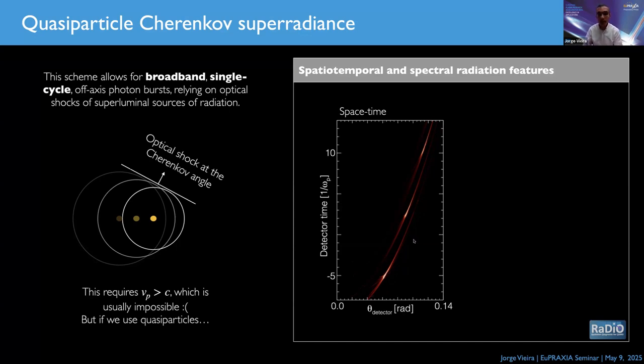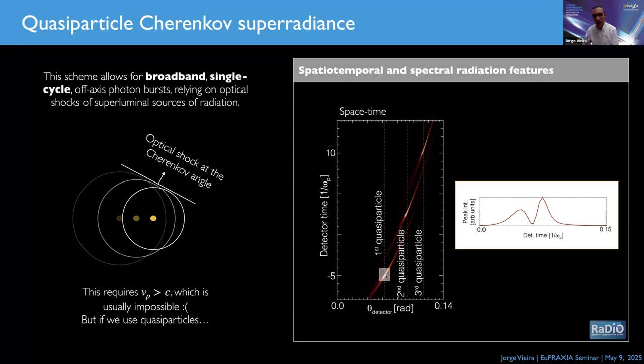So here on the right, we see an image of the radiation intensity in a detector from a simulation placed in the far field. In the horizontal axis, we see the angle of emission, and the vertical axis is the time, the detector time. And we see these three bright bursts of radiation at three different angles. These three different angles coincide exactly with the Cherenkov angles associated with the velocity of the first, the second, and the third quasi-particle. So you see the emission, this is a very short, ultrashort light burst. It's a single cycle light burst.